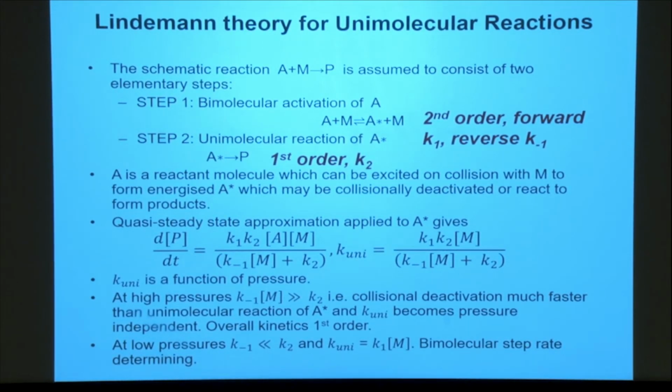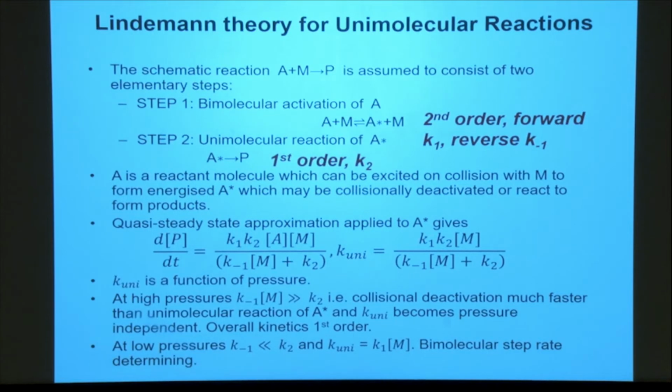So at high pressures, this second order reverse rate constant, k-1[M], is going to be much higher than k2, which is forming our products. And so if we simplify this rate constant by assuming k-1[M] is much larger than k2, then the [M]s will actually cancel, and we can see that we've got a pressure-independent reaction there. The overall kinetics at very high pressures will be first order.